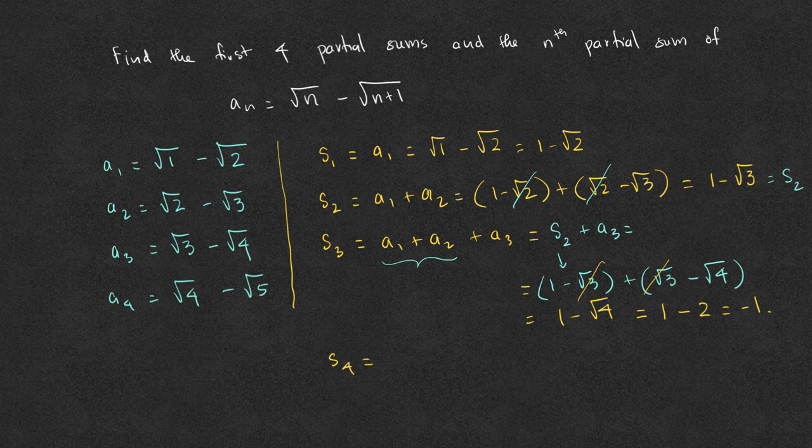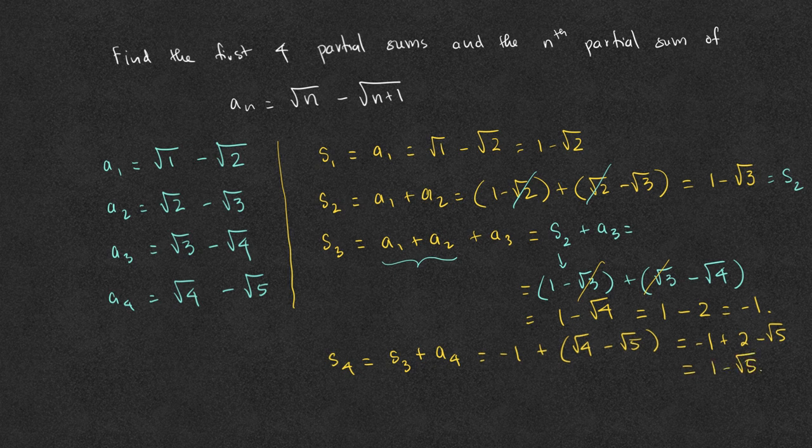S sub 4 is the sum of the first four terms, or the sum of the previous three terms, S sub 3, plus A sub 4, where S sub 3 is A sub 1 plus A sub 2 plus A sub 3. But we know that S sub 3 is negative 1, and then we add A sub 4, being root 4 minus root 5, which is negative 1 plus 2 minus root 5. This is 1 minus root 5.